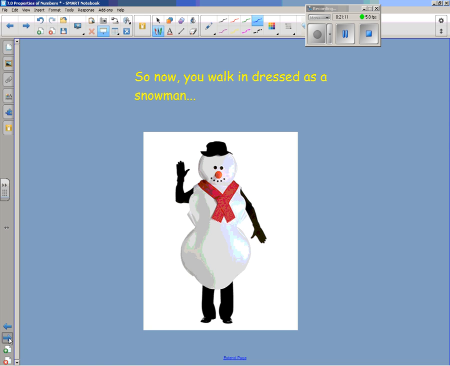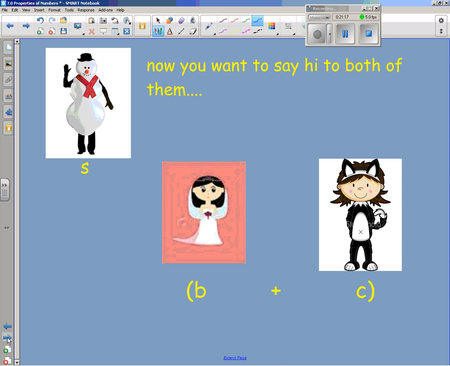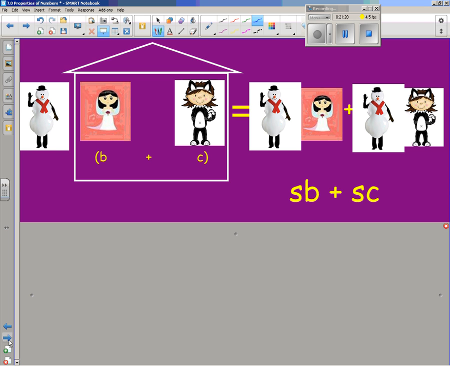They're hanging out together. All of a sudden, you walk in. You are a snowman. Hi, Mr. Snowman. You are going to be represented by the letter S. And you want to make sure to say hi to both the bride and the cat. Otherwise, one of them is going to feel left out. So Mr. Snowman is outside the house. He wants to say hello to both of them.